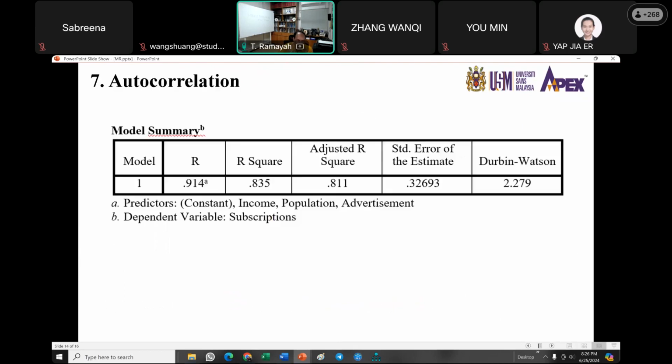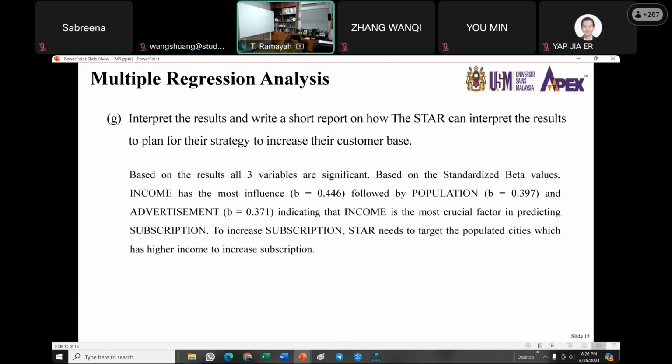Okay. And assumption number 7 is called the autocorrelation. Autocorrelation, the value should be within 1.5 and 2.5. And if you see the number here is 2.279. So we can already conclude we don't have a problem with autocorrelation. So that is how the 7 assumptions can be assessed.